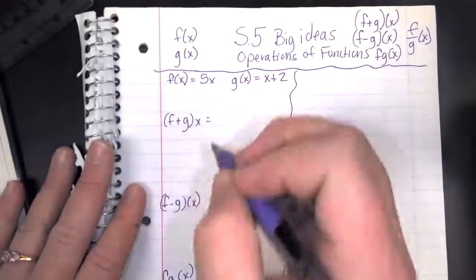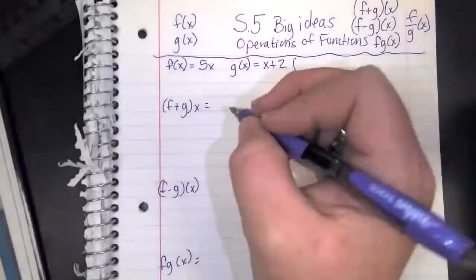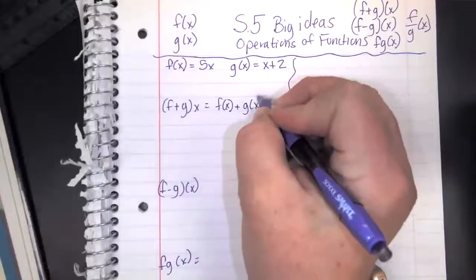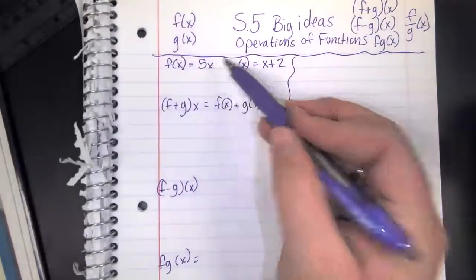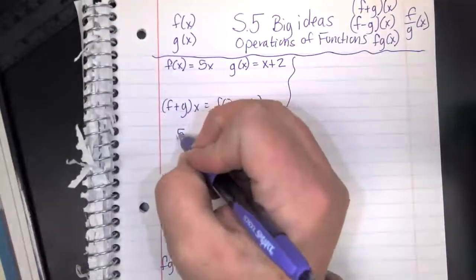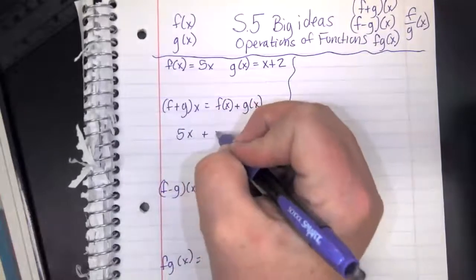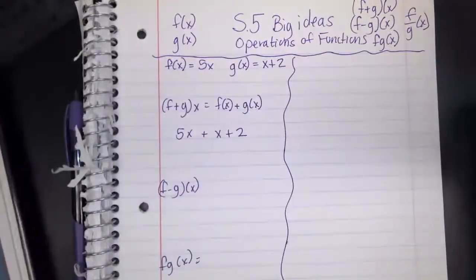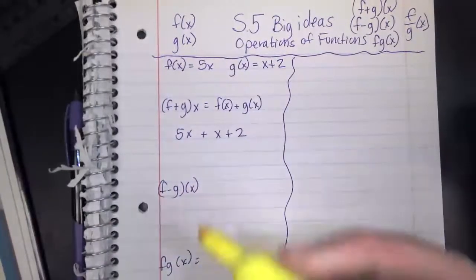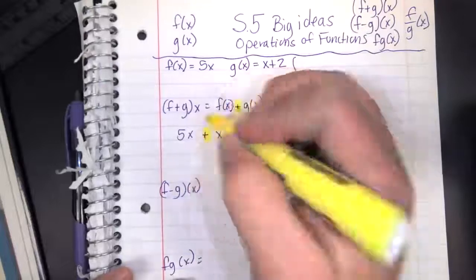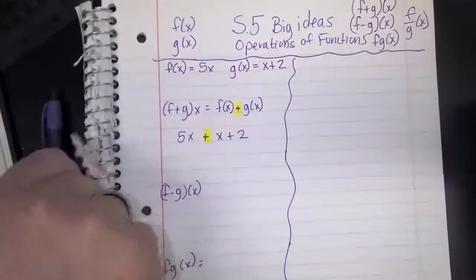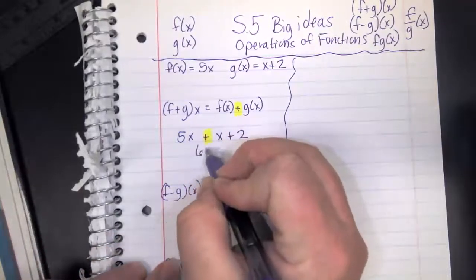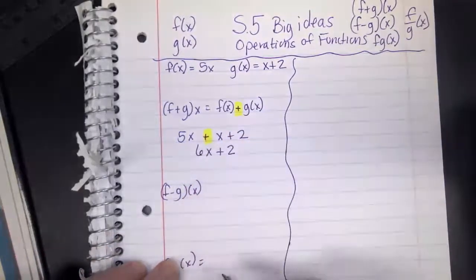Okay, so f plus g just means take f of x plus g of x. Well, f of x is 5x, g of x is x plus 2. And then just combine like terms. 5x plus x is 6x plus 2.